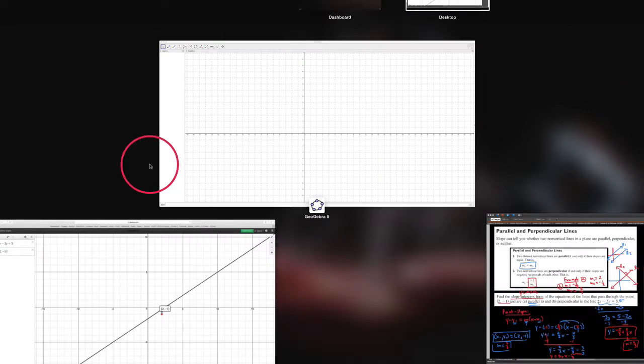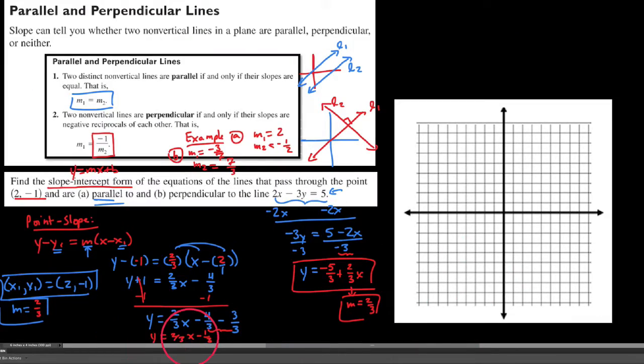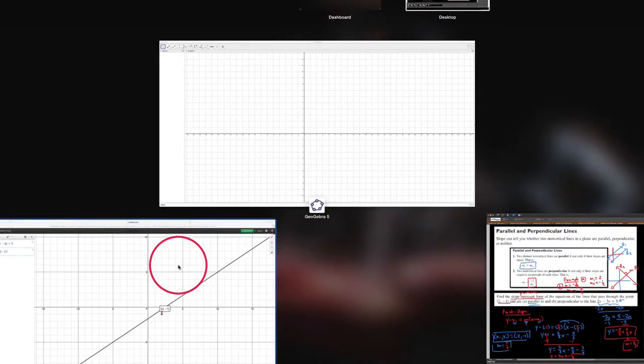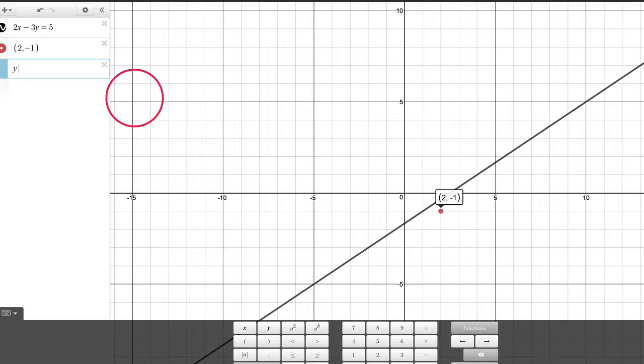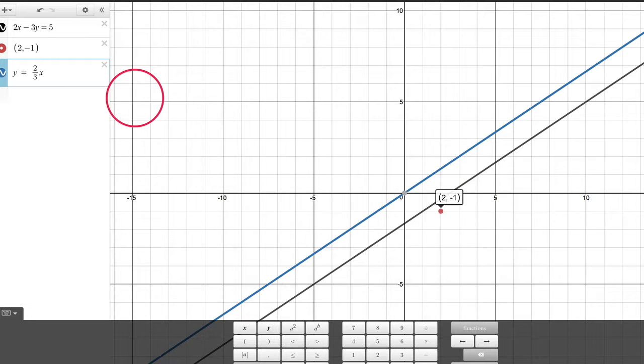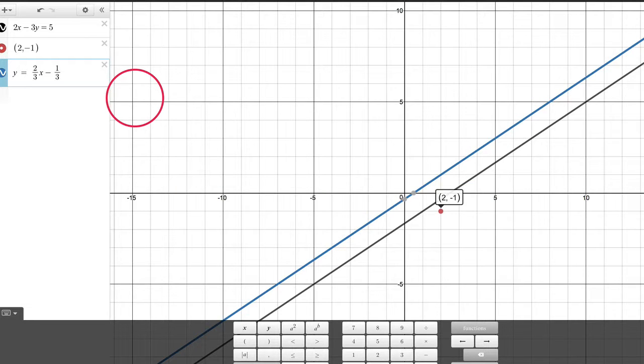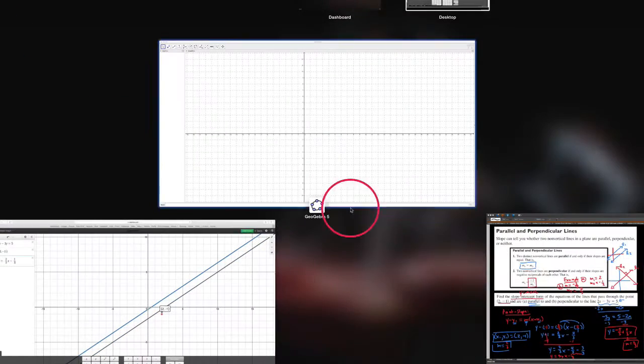to this line. Well, what we did was we were able to come up with this equation here, which was y equals 2/3 x minus 1/3. And so what I want to do is go ahead and type that in. We say y equals 2/3. Let's see if I can get this here. There we go. 2/3 x, and this was minus 1/3.